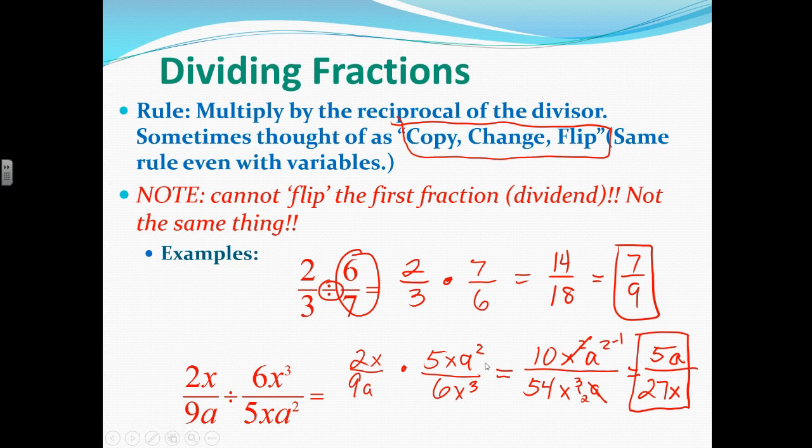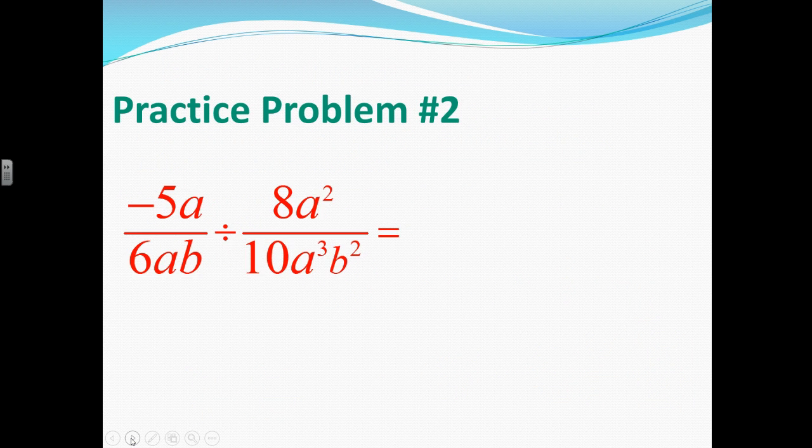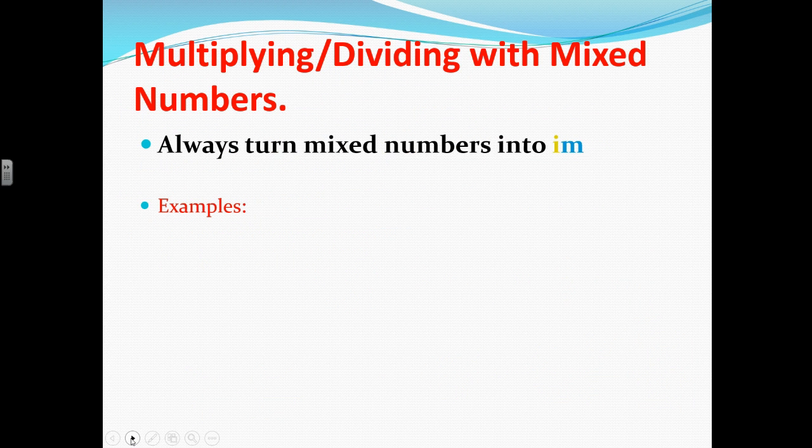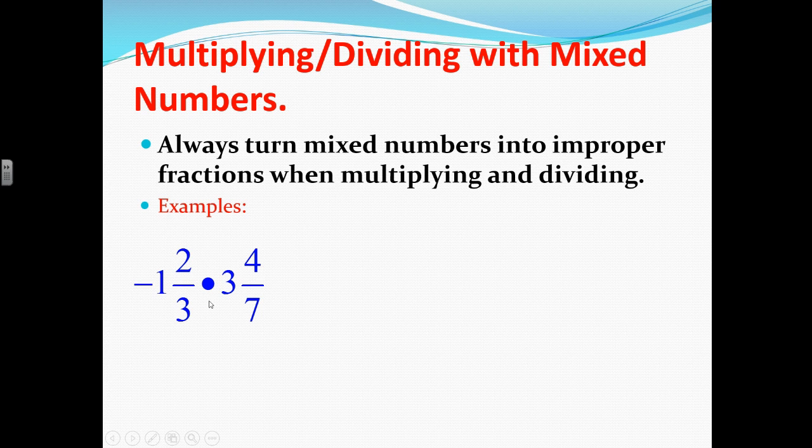And that should be enough to get you going. Once again, this is easier than adding and subtracting. No common denominators needed. We just multiply the tops, multiply the bottoms, and reduce. Now, on your homework, once you see problems that have mixed numbers, we're always going to turn mixed numbers into improper fractions first before you follow that process. So just keep that in mind as you go forward.